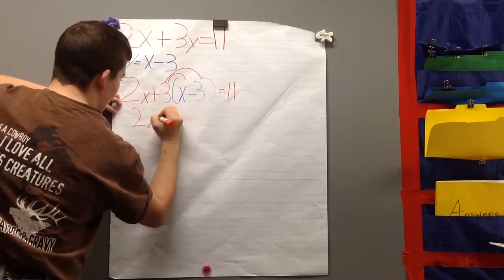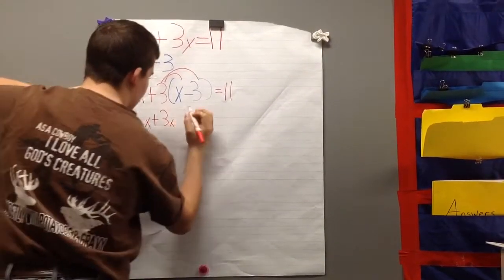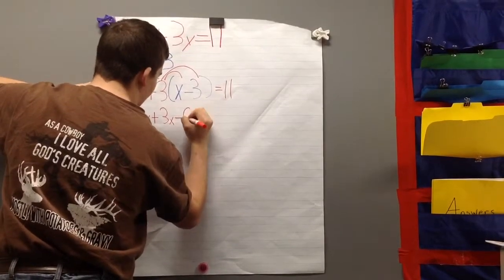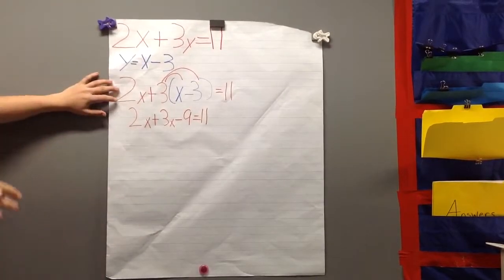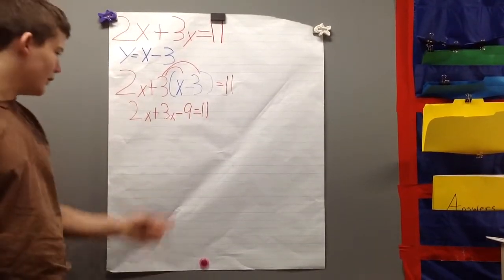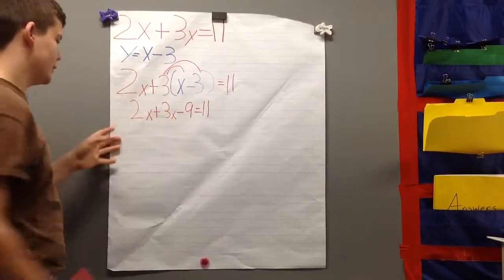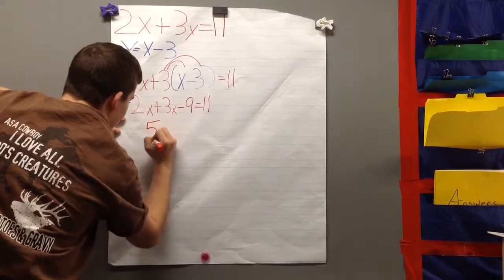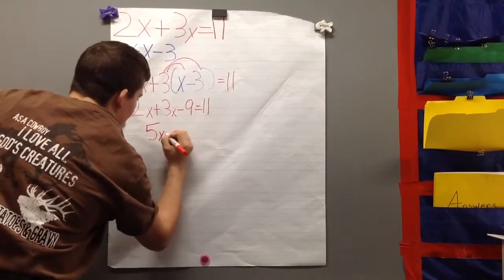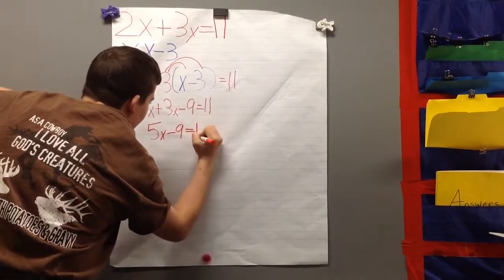2x + 3x - 9 = 11. So we want to simplify the equation. You add 2x plus 3x, therefore another equation is 5x - 9 = 11.